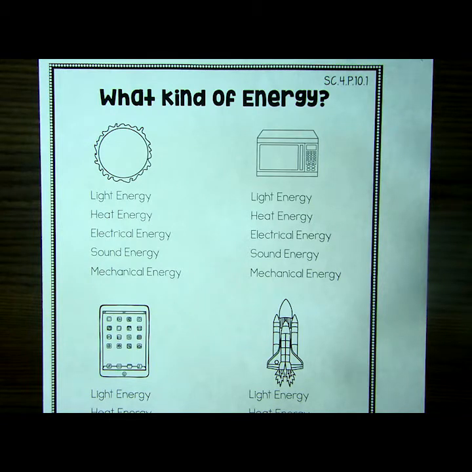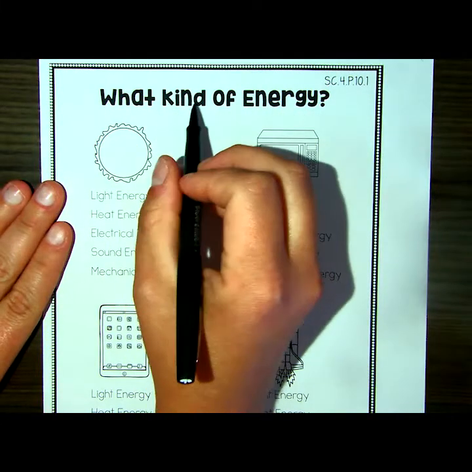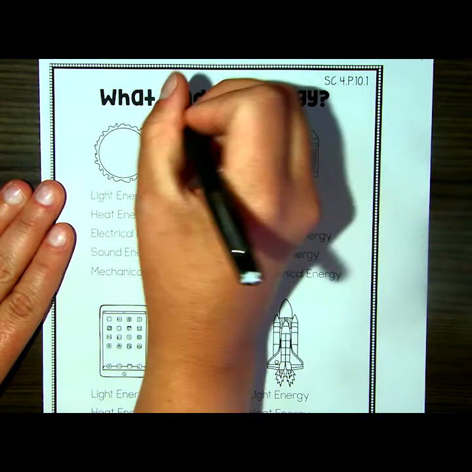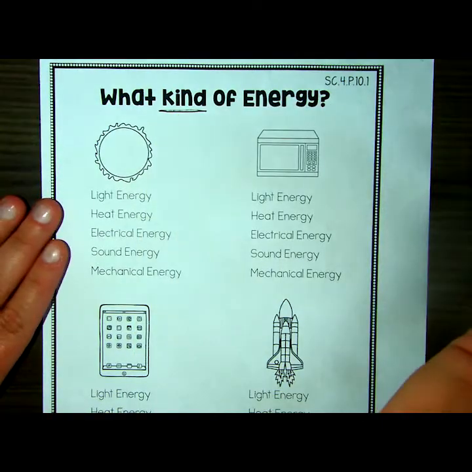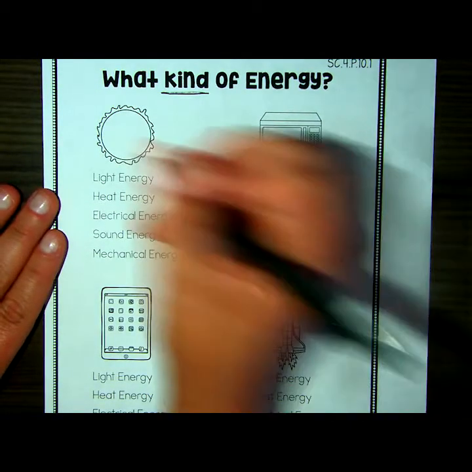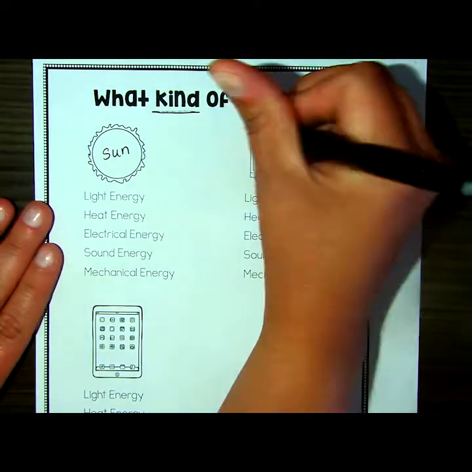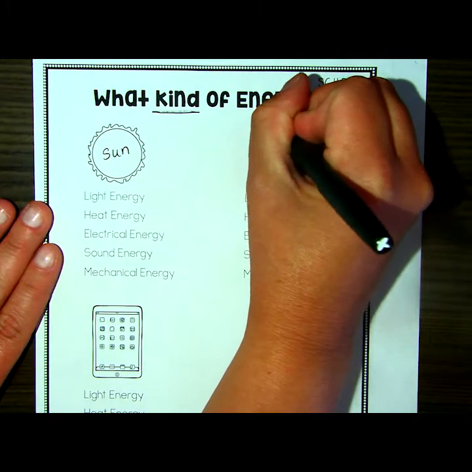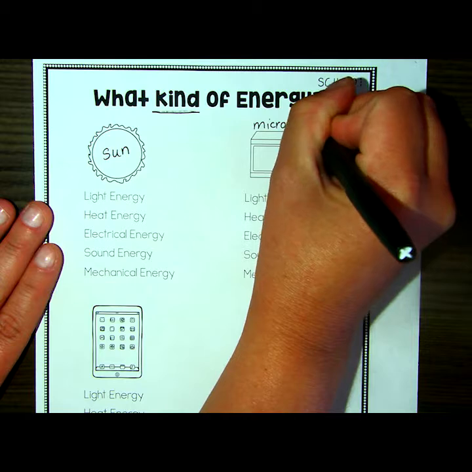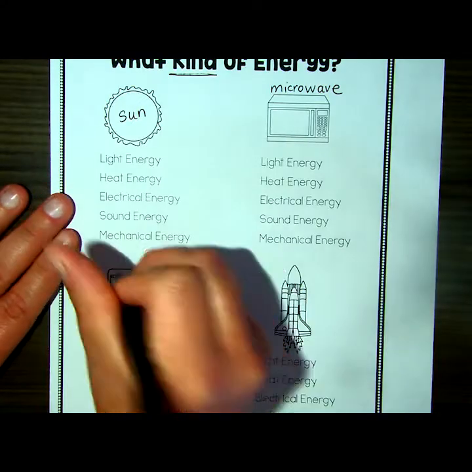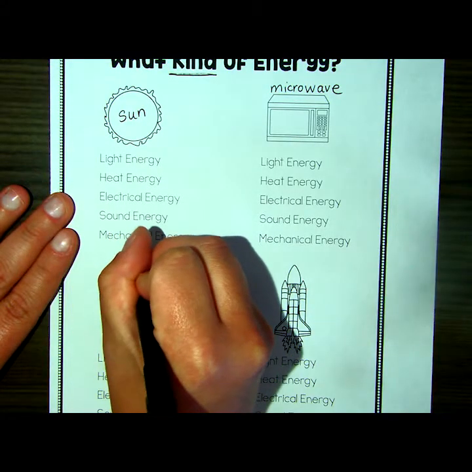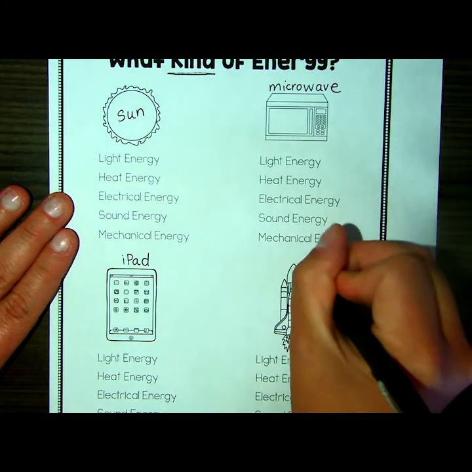So this is the note page that you should have printed today. And we can see that we are going to identify the kind of energy that each of these objects produces. So in the first one, we have clearly a sun. The second object we're going to look at is a microwave. The third object we're going to look at looks like an iPad. And the last one is going to be a rocket.